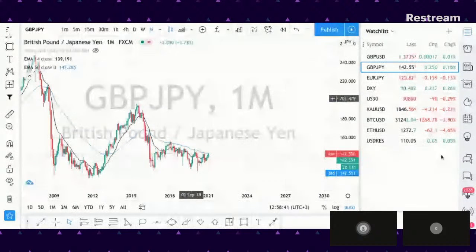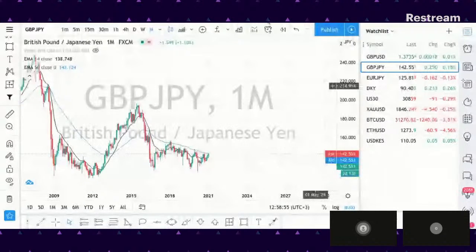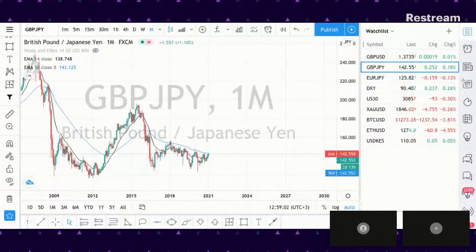the bid price is at 142.55, and then here you're going to get the ask price is at 142.557. So there's a difference of 6. Now that is what we call the spread. I think that is the next thing we're covering.